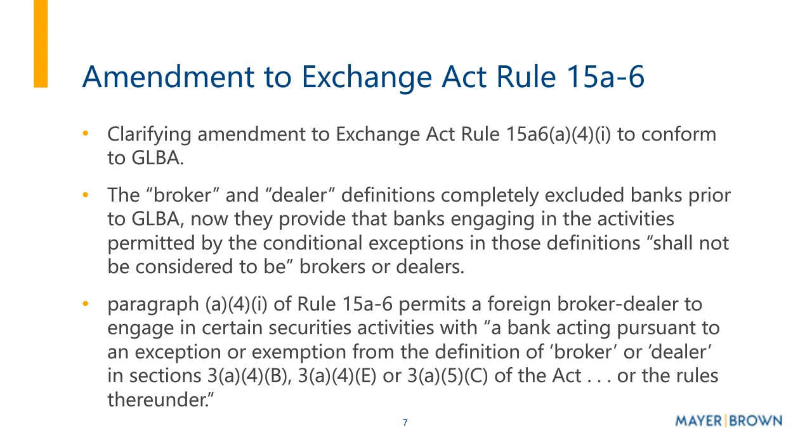Gramm-Leach-Bliley Act, which modified the definitions of broker and dealer, which used to exclude banks, but after the Gramm-Leach-Bliley Act, made it so that banks would be excepted from the definition if they met certain conditions therein. So paragraph A41 of Rule 15a-6 permits foreign broker-dealers to engage in certain activities with a, quote, bank acting pursuant to an exception or exemption from the definition of broker or dealer in the provisions that were modified by Gramm-Leach-Bliley. I don't think this is a hugely substantive change, but I want to make sure for the sake of completeness that you understand that there were some changes announced.